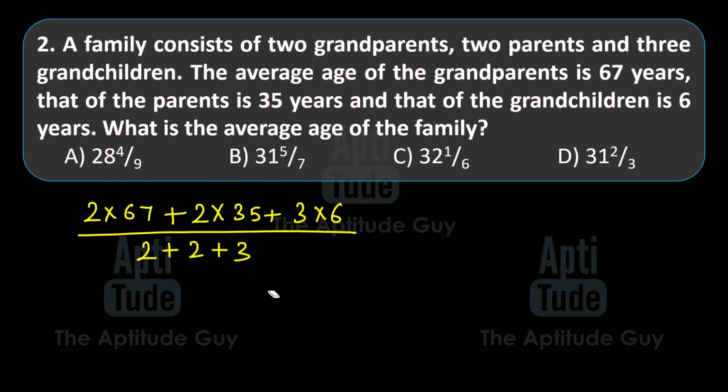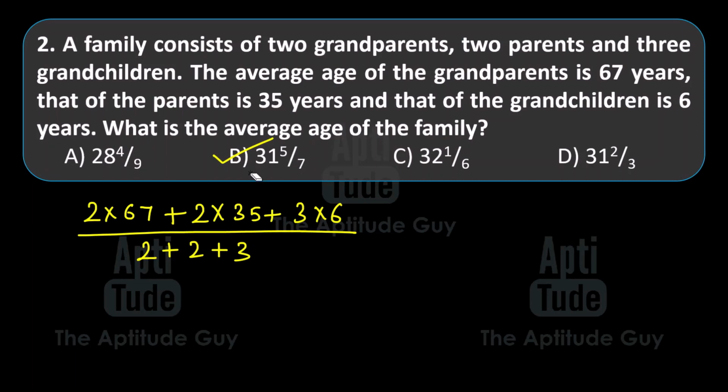Now first of all, I'll tell you a shortcut to solve this. You don't need to do any of these things. The options are there to help you. We know that average is sum of the terms divided by number of terms, and we know that the number of people here is 7. That means we have to divide by 7. That means the denominator has to be 7. Look at the options. There is only one option where the denominator is 7, 31 5 by 7. Is it possible to have any other answer here? No. So we are 100% sure by the rule of elimination that the correct answer is option B.